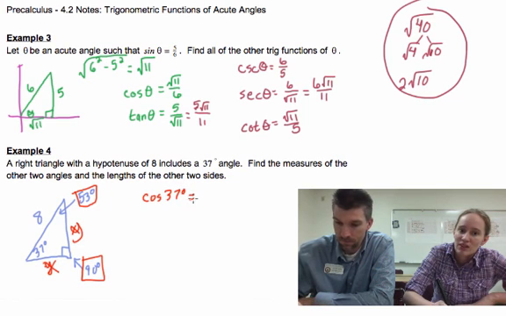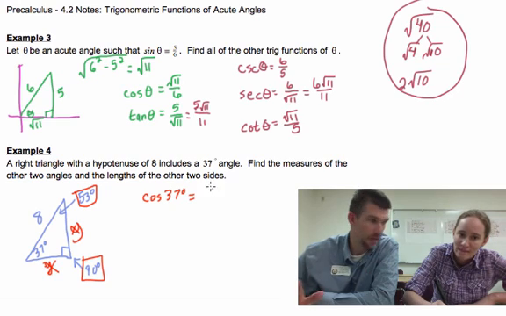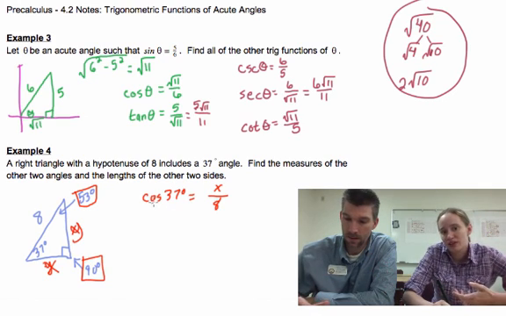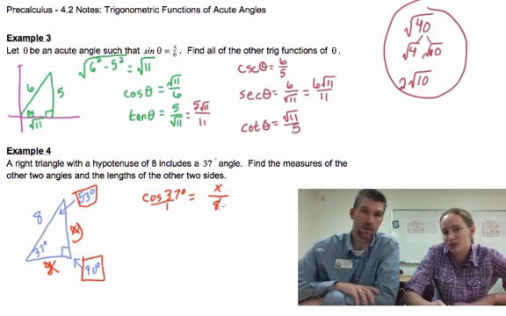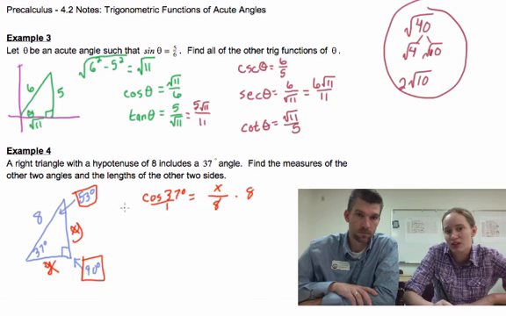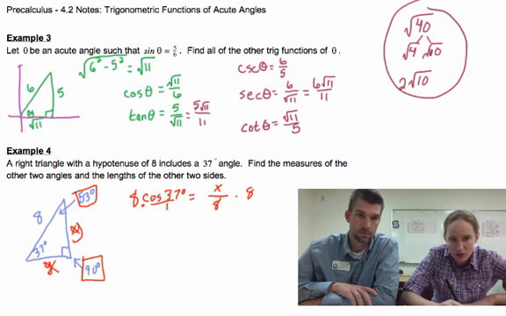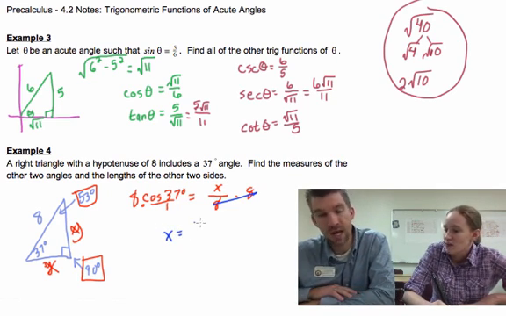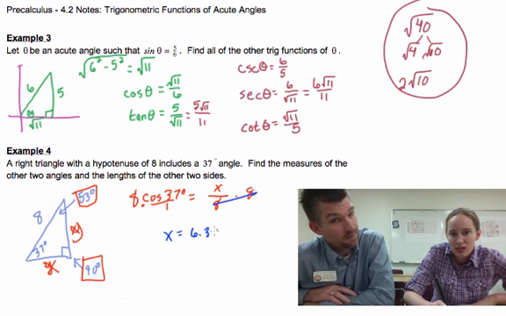Might as well use the angle they gave you in case you randomly screw up and subtract. Always use the angle they give you. X over 8, adjacent over hypotenuse. How do we solve this? There's a cross-multiplying kind of situation going on, or just think of it like you're timesing 8 on both sides. Whichever way makes you feel more comfortable. So 8 times cosine of 37 degrees is 6.389. You'll need a calculator.